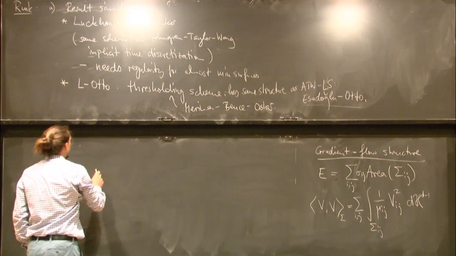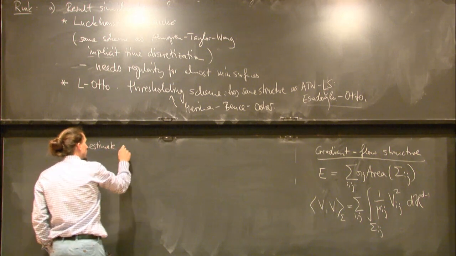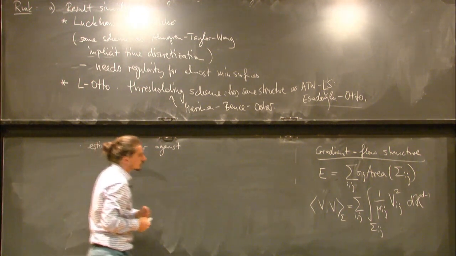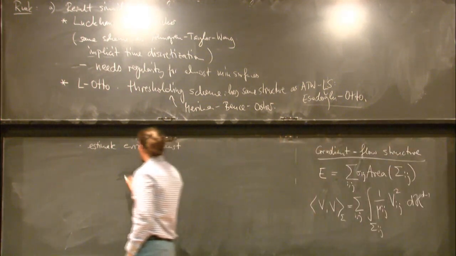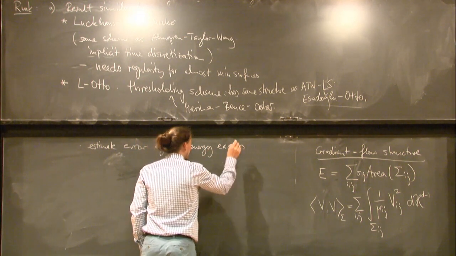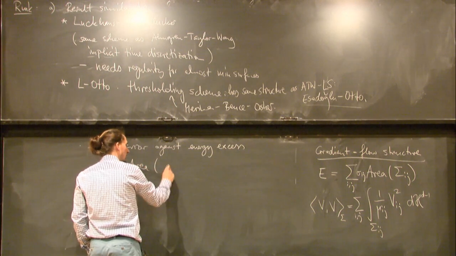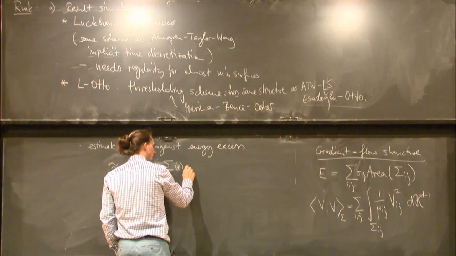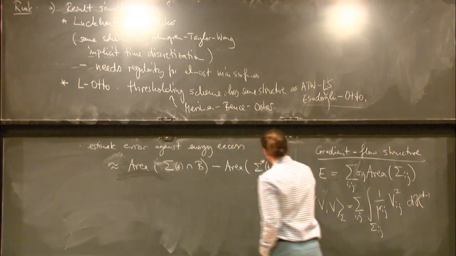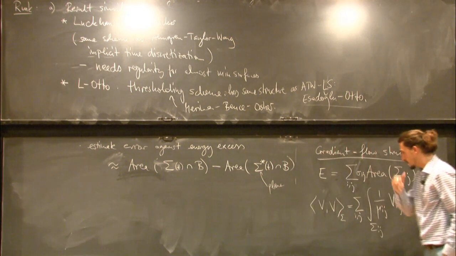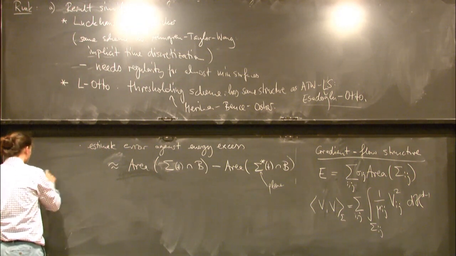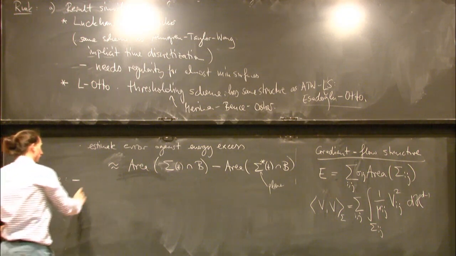So maybe let me say one word about this. What we do in this proof is we estimate the error. For a fixed time step size, we do manipulations and try to bring it into a form that looks very similar to this. And the error functional that we use is the energy excess: how much more energy do you have than a half space? So something like the area of whatever set you have, let's say sigma, in some ball, minus the area of some plane. You know this from geometric measure theory, I believe. This is a very useful tool. And in our case, it's a very soft proof.